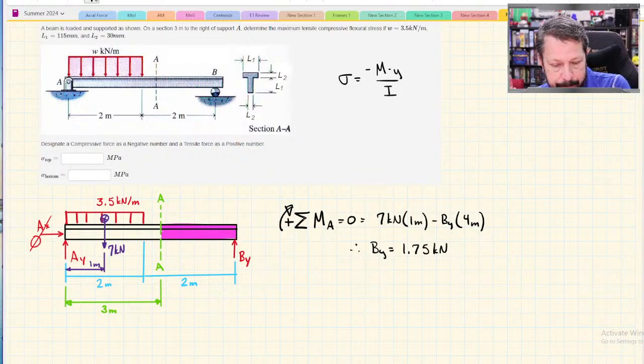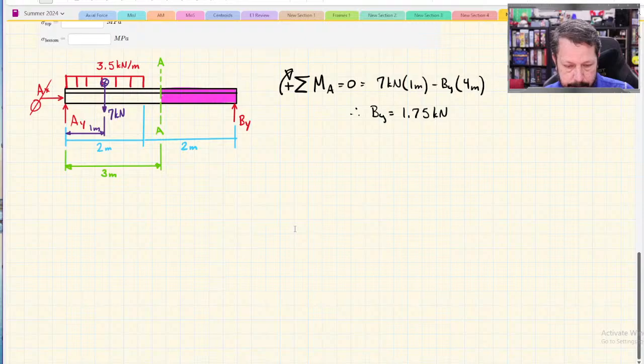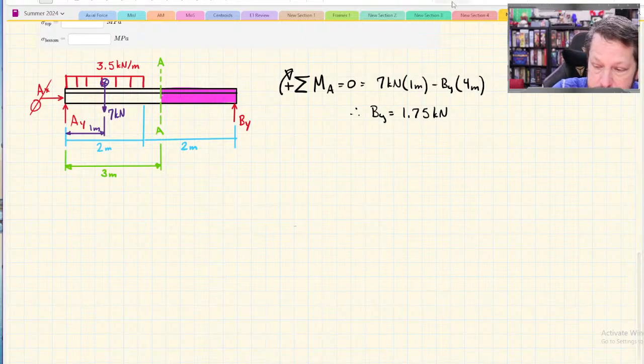What I'm going to do now is cut the beam on section AA, and I'm going to draw the pink side. I'm going to draw the pink side because it looks easier to draw. There's less stuff going on.